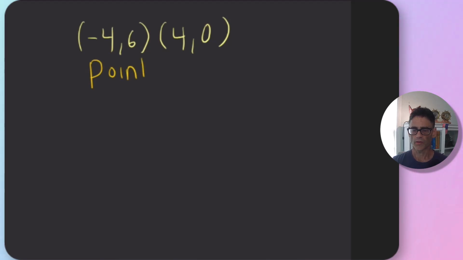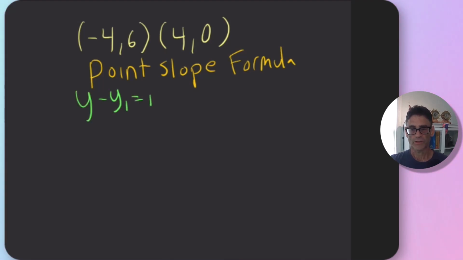So those are my points, and I'm going to do the point slope form again, which I showed you first, which is y minus y1 equals m parentheses x minus x1. But notice I need a slope. How can I find a slope from two coordinates?